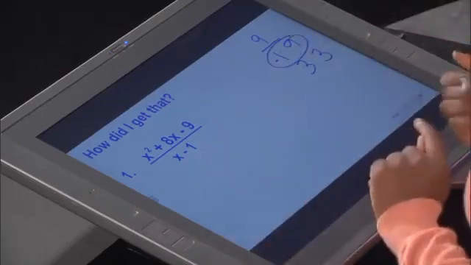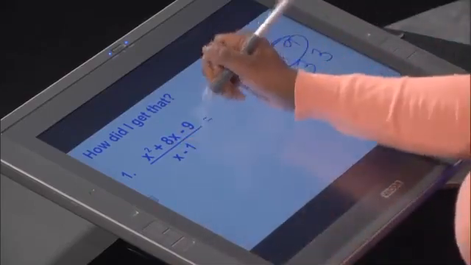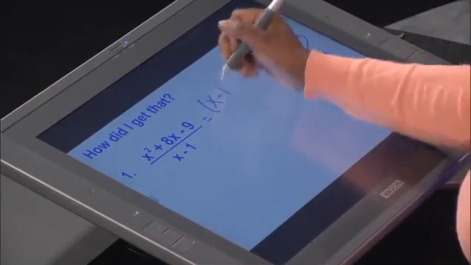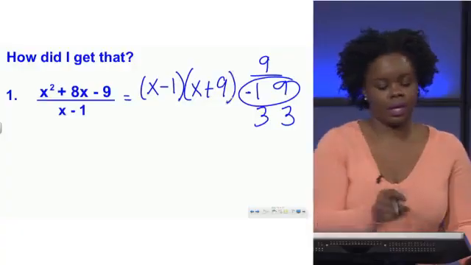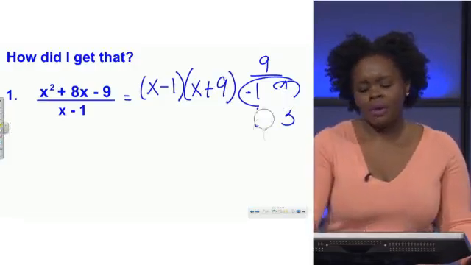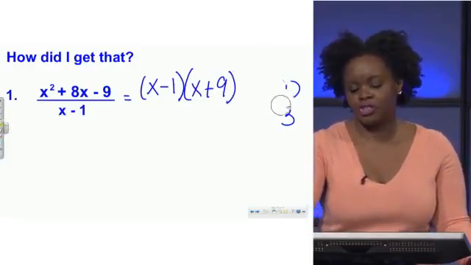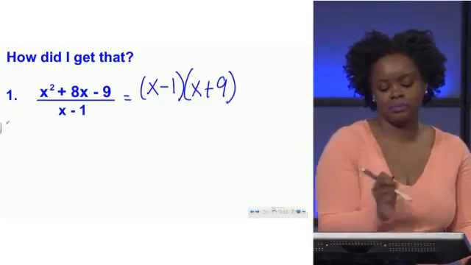So now, back in my problem, I'm going to replace that trinomial and write it by its factors: x minus 1, x plus 9. And I'm going to get that scratch work out of the way so it doesn't confuse you. Now remember, you do not need to continue to erase your scratch work. I just do it so we can get a clear view of what's going on up here.